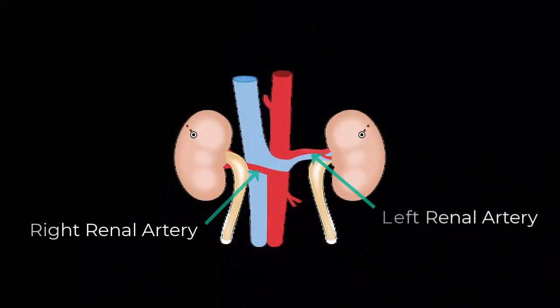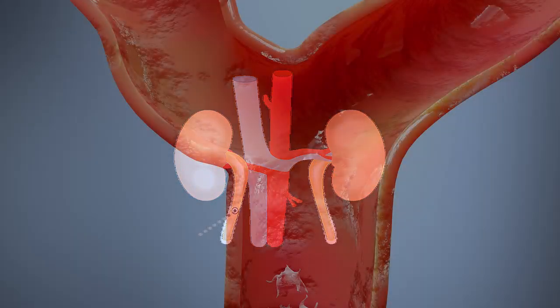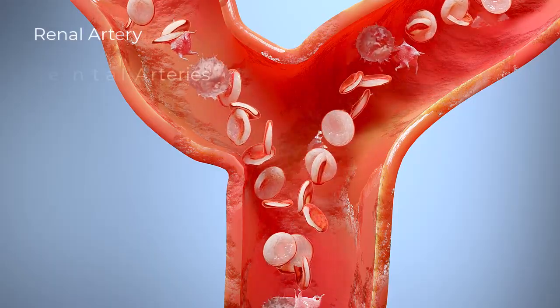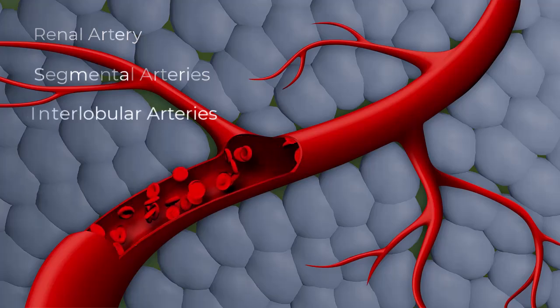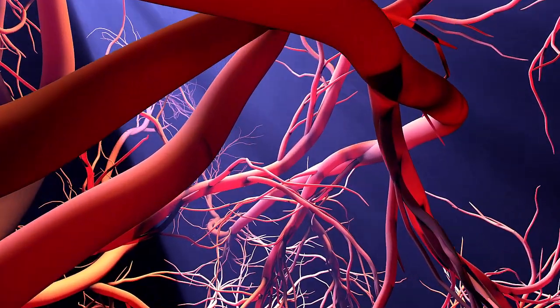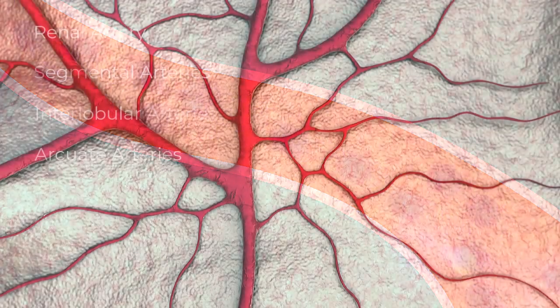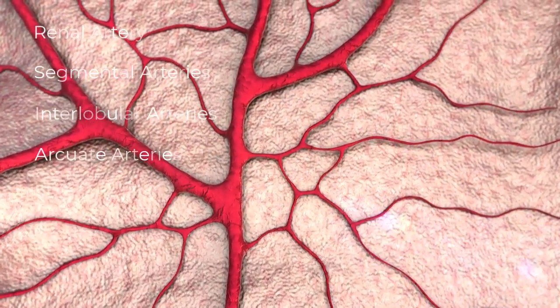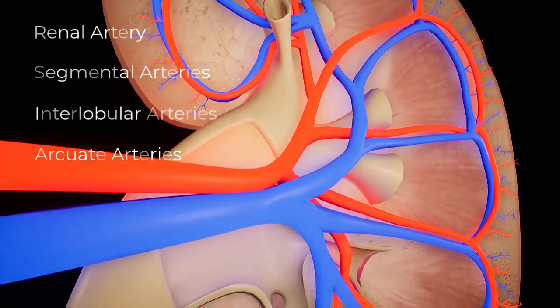Each kidney is supplied by a renal artery that arises from the aorta just before or after entering the hilum. The renal artery divides into a few segmental arteries. Each of these further divides into a few interlobular arteries. An interlobular artery penetrates each of the renal columns and then travels between the pyramids toward the corticomedullary junction. Then they form the arcuate arteries, which make a sharp 90-degree bend and travel along the base of the pyramid.